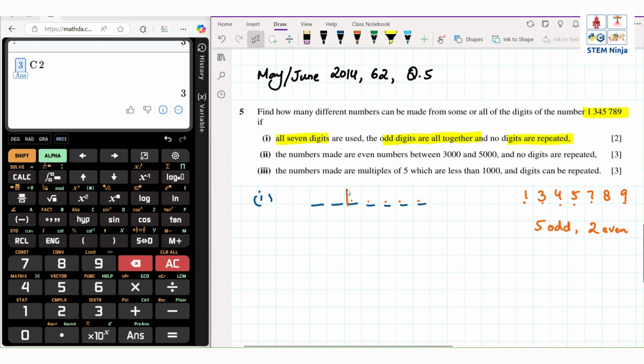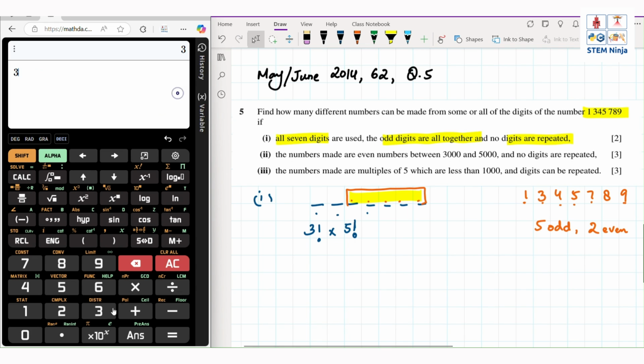So 1, 2, 3, 4, 5. We have these 5 as a unit. So we have 1, 2, 3, total units, 3 factorial. And inside this 5-unit group, which is the odd number group, we will also have 5 factorial, because these are different numbers, so they can have different arrangements. So 3 factorial times 5 factorial gets us 720.